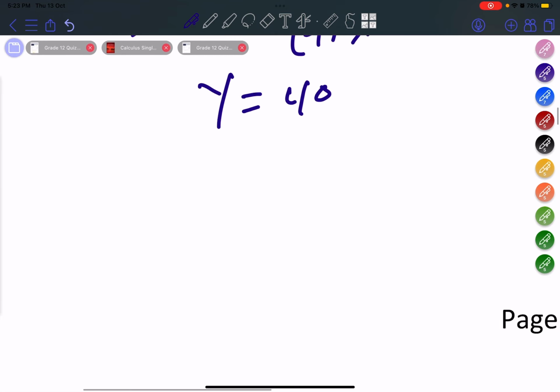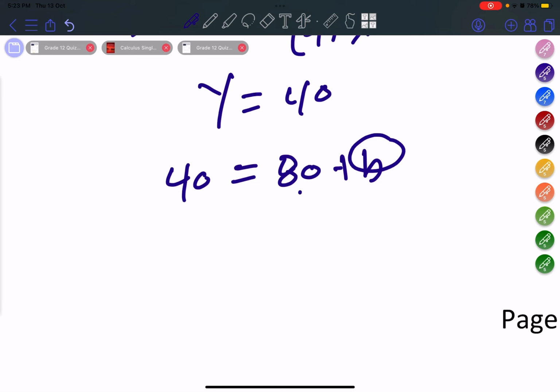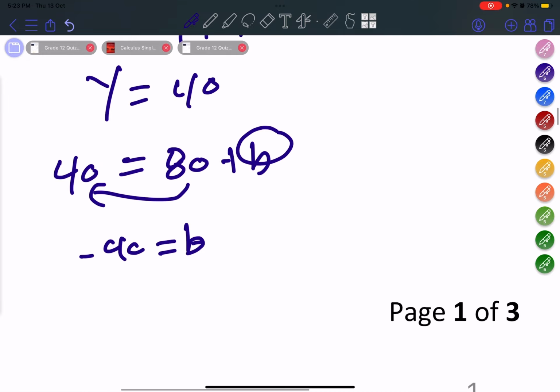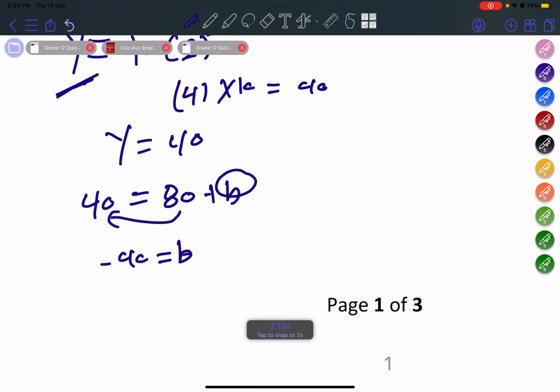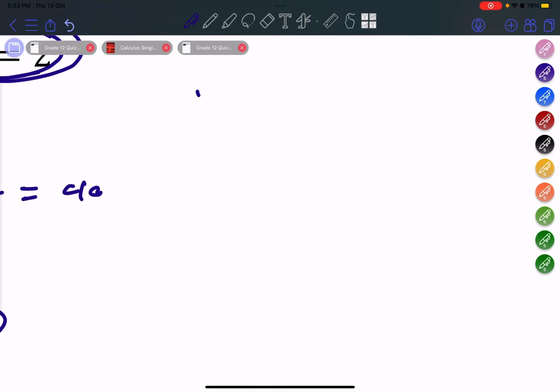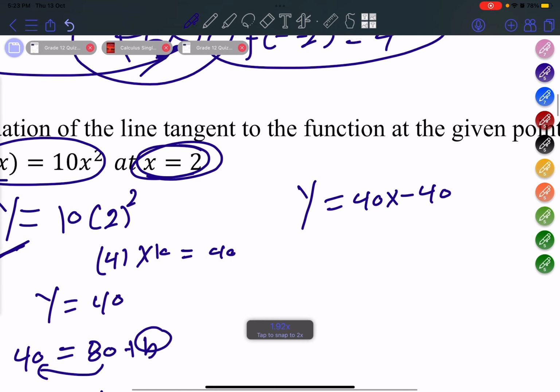And now if we write the formula again, it becomes 40 equals 80 plus b. Now to find b, we'll just put 80 to the other side, becomes negative 40 equals b here. So now we have everything. We have y, which is constant, we have m and b. So our equation of the tangent line is y equals 40x minus 40. This is the answer.